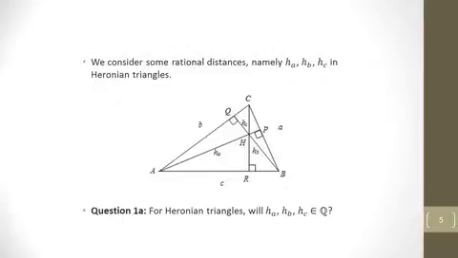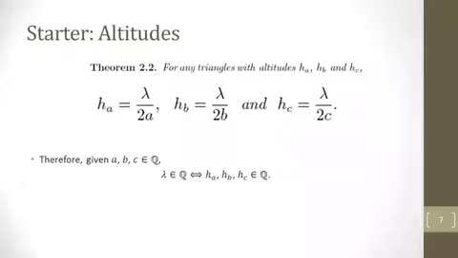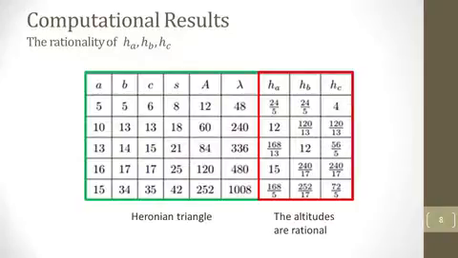We will consider some rational distances, namely the three heights in Heronian triangles. We ask, for Heronian triangles, will the three heights be rational? We get Theorem 2.2, which is a formula between the three heights and the three sides. Therefore, given a, b, c rational, lambda is rational if and only if the three heights are rational. This table verifies our result. Given a Heronian triangle, all its altitudes are rational.